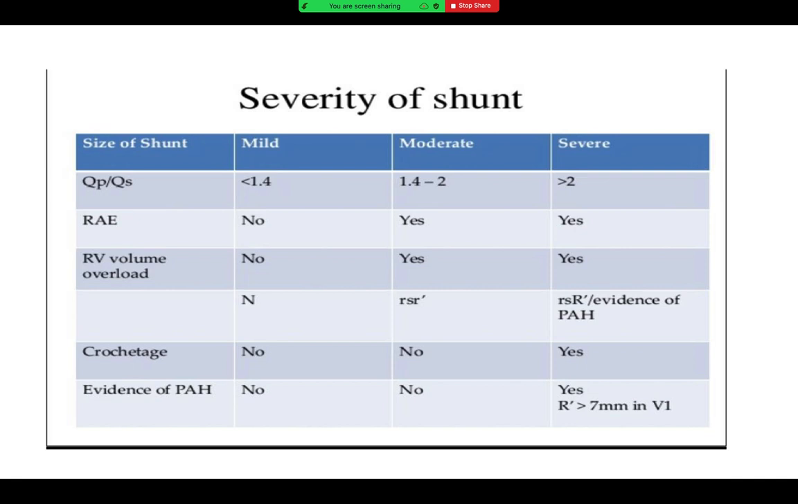What do we notice during the crochetage sign? It will be the fragmented QRS, especially in leads 2, 3 and aVF. And we can also sometimes notice evidence of PAH, pulmonary arterial hypertension.